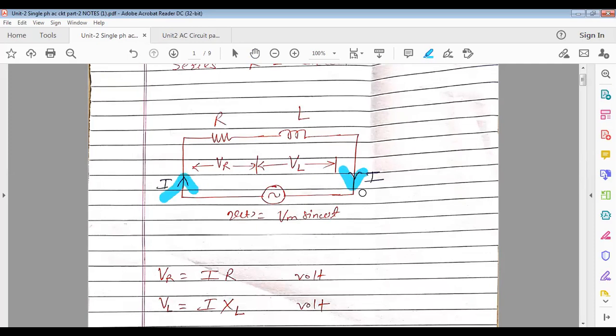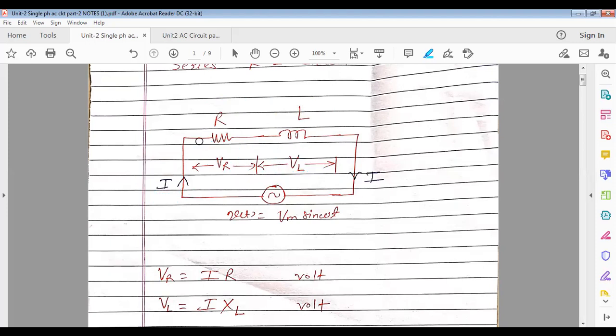Now as current is flowing through resistance, voltage drop will take place across it. Which symbol have we used for voltage drop across resistance here? VR. VR, very good. Then voltage drop will take place across inductance also. What is the symbol we have used for voltage drop across inductance? VL. VL, right? See here, whenever I have represented capital I, capital VR and capital VL, it means it's an RMS value, root mean square value.